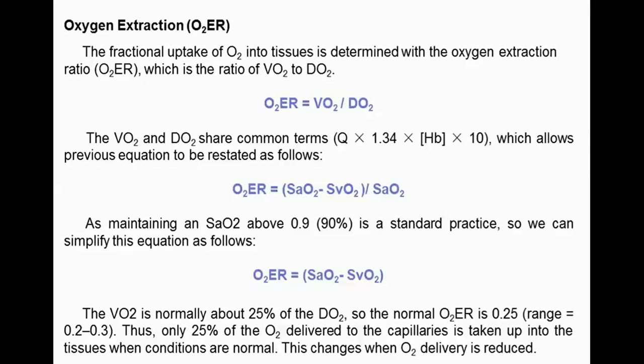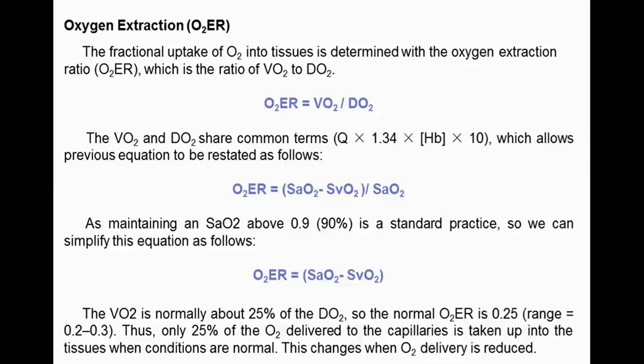The VO2 is normally about 250. DO2 is normally about 1,000. So the extraction is about 25, in the range of 20 to 30. Okay? As we said, if we put both equations, VO2 equals the equation.